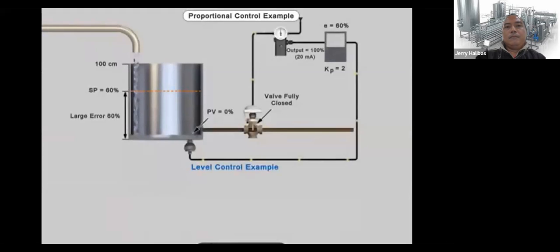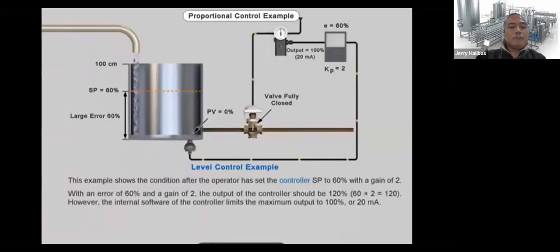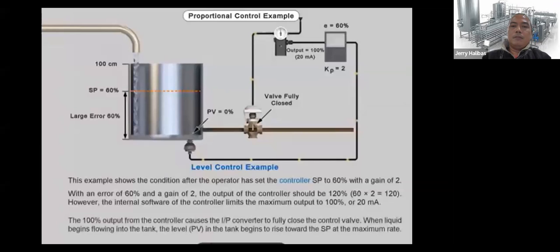Level control example. This example shows the condition after the operator has set the controller SP to 60% with a gain of 2. With an error of 60% and a gain of 2, the output of the controller should be 120%. However, the internal software of the controller limits the maximum output to 100% or 20 milliamps. The 100% output from the controller causes the IP converter to fully close the control valve. When liquid begins flowing into the tank, the level in the tank begins to rise toward the SP at the maximum rate.